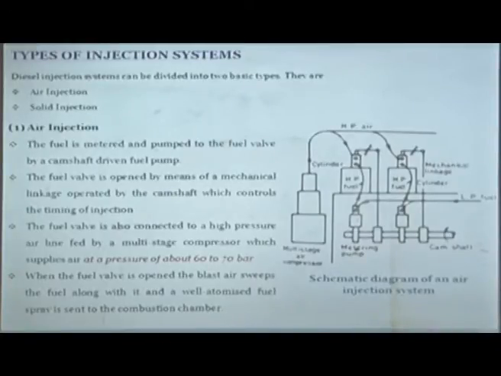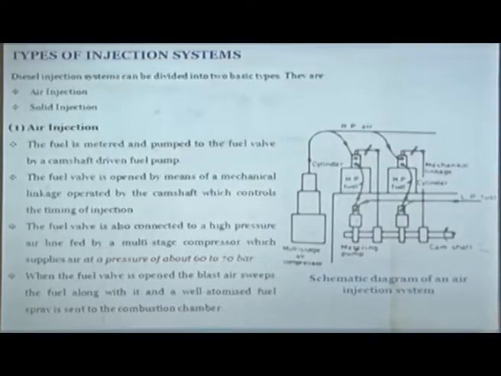So the direct injection systems of the diesel engine can be divided into two basic types. One is air injection, the other one is solid injection. What is air injection? In air injection, the fuel is metered and pumped to the fuel valve by a camshaft driven fuel pump. The fuel valve is opened by means of mechanical linkage operated by the camshaft, which controls the timing of the injection, and the fuel valve is also connected to a high pressure air line, which is fed by a multi-stage compressor which supplies air at a pressure of 60 to 70 bar.